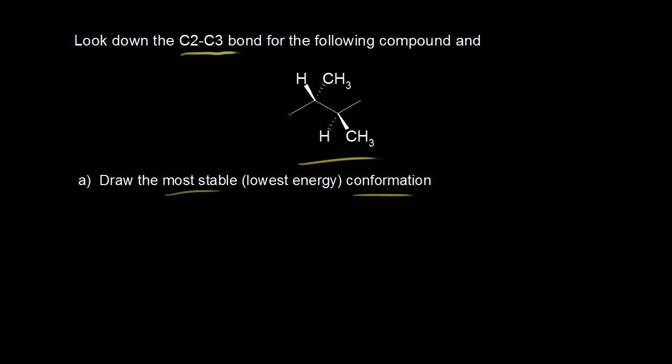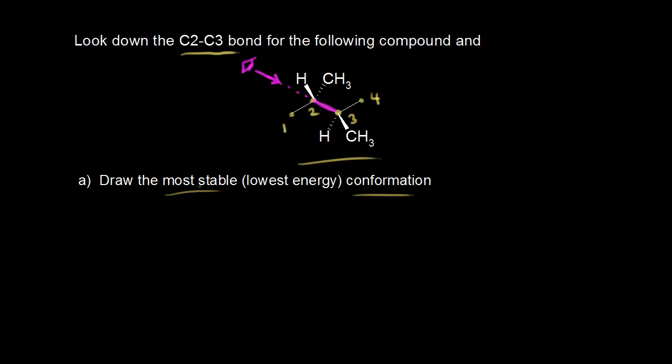So let's number our carbons. This carbon we could say is number 1, this carbon is number 2, this carbon is number 3, and this carbon is number 4. If we're going to look down the C2-C3 bond, that's this bond right here. So we're going to put our eye along this axis. If I draw this out right here, we're going to put our eye right here, and we're going to stare down the carbon-2, carbon-3 bond, and we're going to draw what we see.